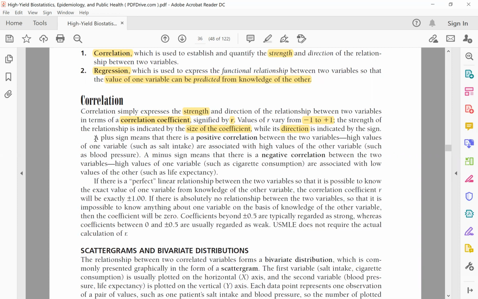A plus sign means there is a positive correlation between the two variables. High values of one variable, such as salt intake, are associated with high values of the other variable, such as blood pressure. A minus sign means there is a negative correlation between the two variables. High values of one variable, such as cigarette smoking, are associated with low values of the other, such as life expectancy.